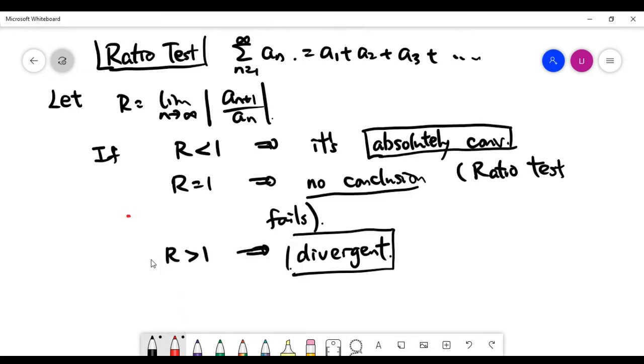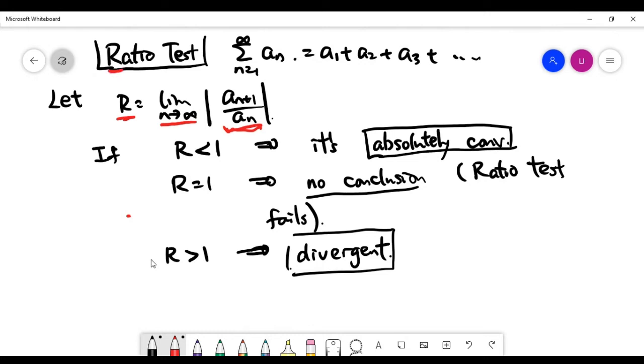The test we call the ratio test, because essentially you're looking at the ratio of the neighboring terms. When you take the ratio, we look at what's happening to the absolute value of the ratio when we take the limit as n goes to infinity. And we call this one the big R, to stand for the ratio test.